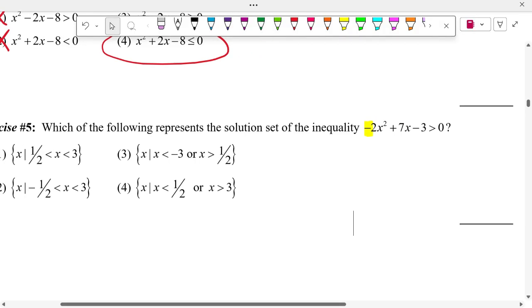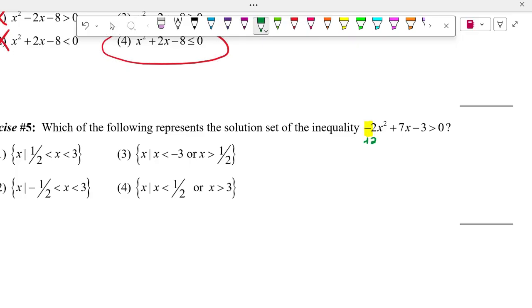You either got to move everything to the other side or you got to divide by negative. I'm just going to move everything to the other side because that makes life easier. You're about to see it. So I'm going to add all of this to the other side. So that all cancels out. So I have 0 is greater than or equal to 2x squared minus 7x plus 3.